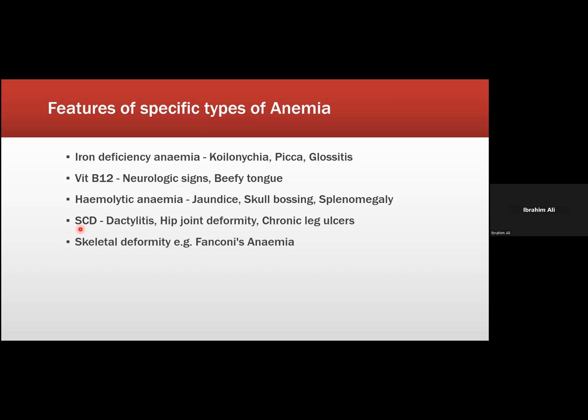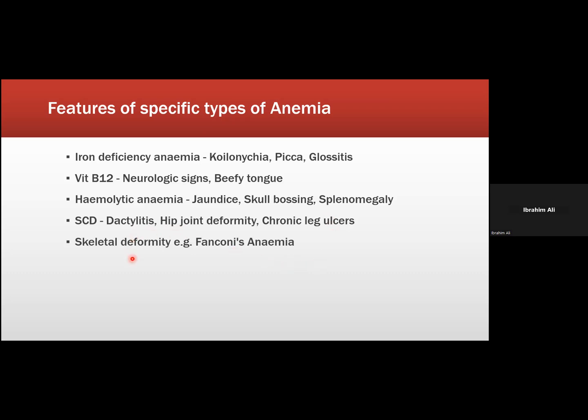So for sickle cell disease or anemia, you can have dactylitis. That is when your fingers or hand will be inflamed. You can have hip joint deformities, chronic leg ulcers, and also what we call acute chest syndrome. Most of the sickle cell patients have what we call acute chest syndrome. That's whereby the patient will experience a vaso-occlusive crisis, especially when they get a small infection. You will see the patient has severe chest pain. Yeah, that is an emergency, needs to be worked on faster.